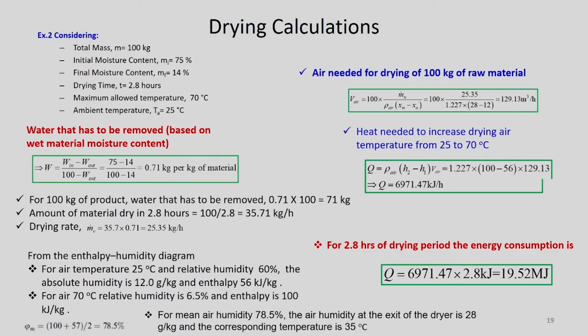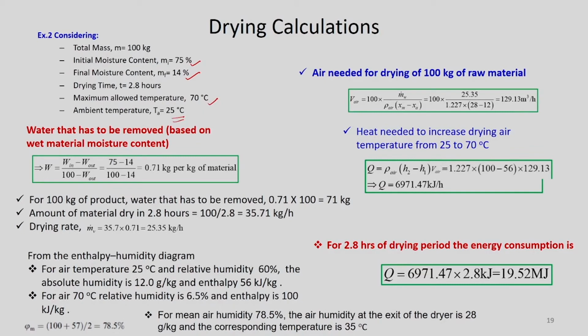So, let us consider a problem. Say we need to dry a product, say an agricultural product, maybe grapes or maybe other products. Let us consider the mass of the product is 100 kg, the initial moisture content is 75% and the final moisture content is 14%, and we need to dry this product in 2.8 hours, and the maximum allowed temperature is 70 degrees C and the ambient temperature is 25 degrees C, right.